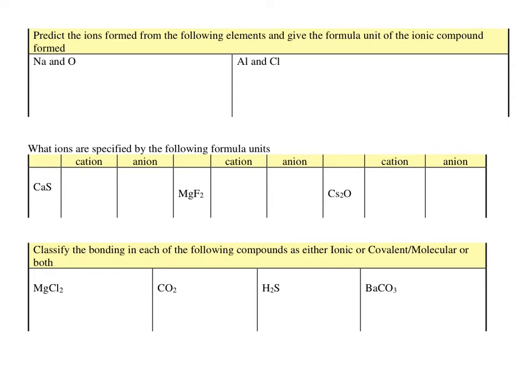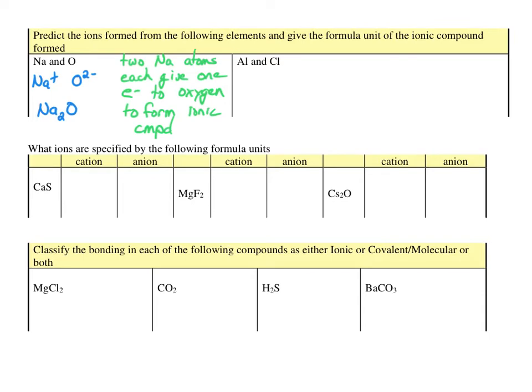The next step up in complexity is to first predict the charge on the ions and then determine the formula unit of the ionic compound. We see sodium, 1A, 1 valence electron. It's going to go to sodium plus. It loses that 1 valence electron. Oxygen, 6A, it gains 2 electrons to go to 2 minus. So the formula of our compound is Na2O.